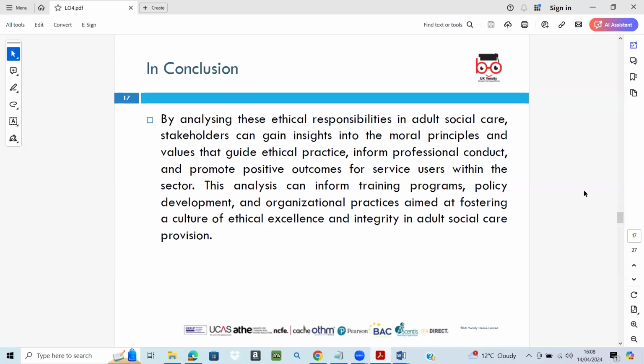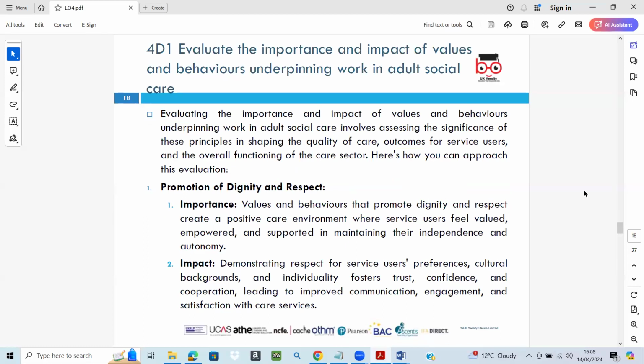So now we'll move to the next slide. In the next slide, we have to evaluate the importance and impact of values and behaviors underpinning work in adult social care. We have to discuss the promotion of dignity and respect, and what the importance of it and the impact of it are.